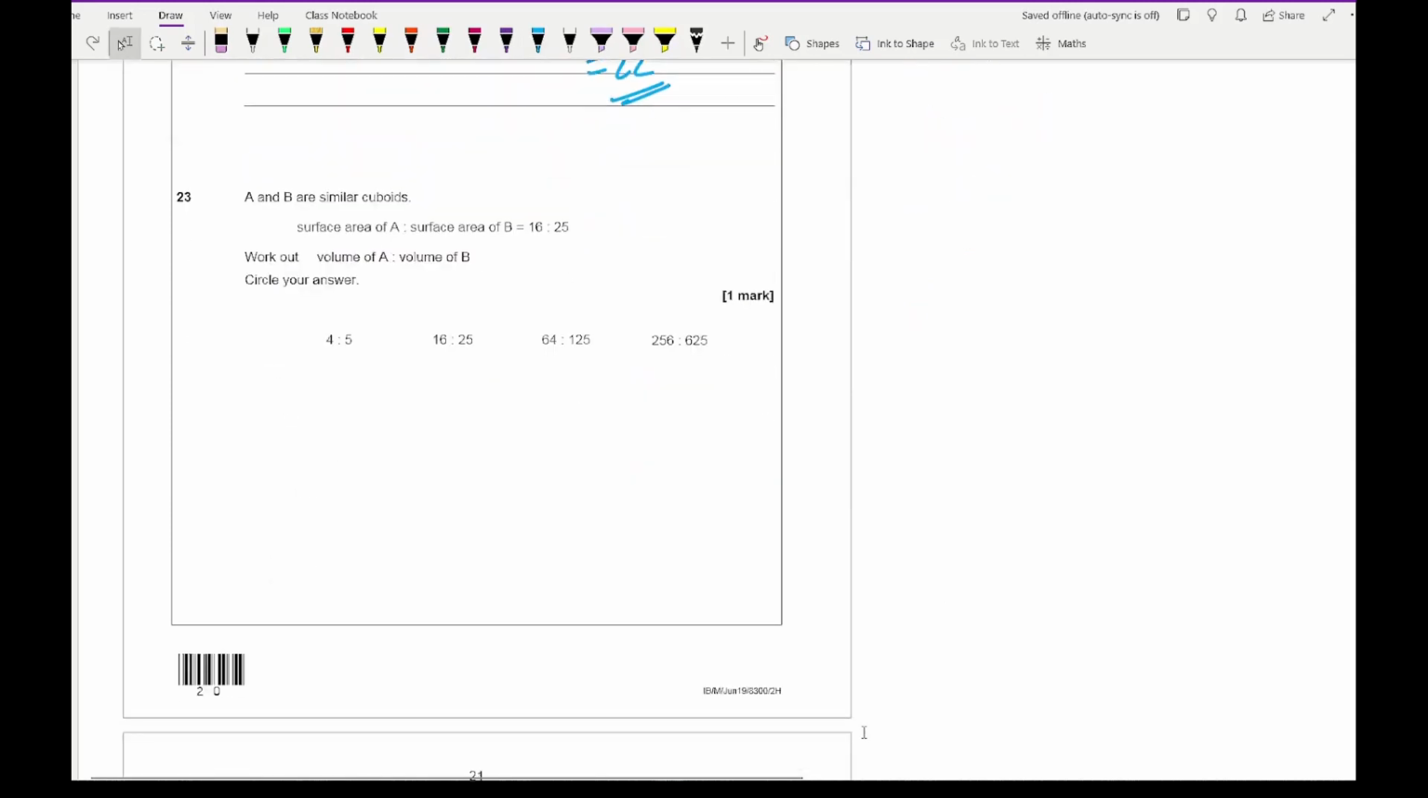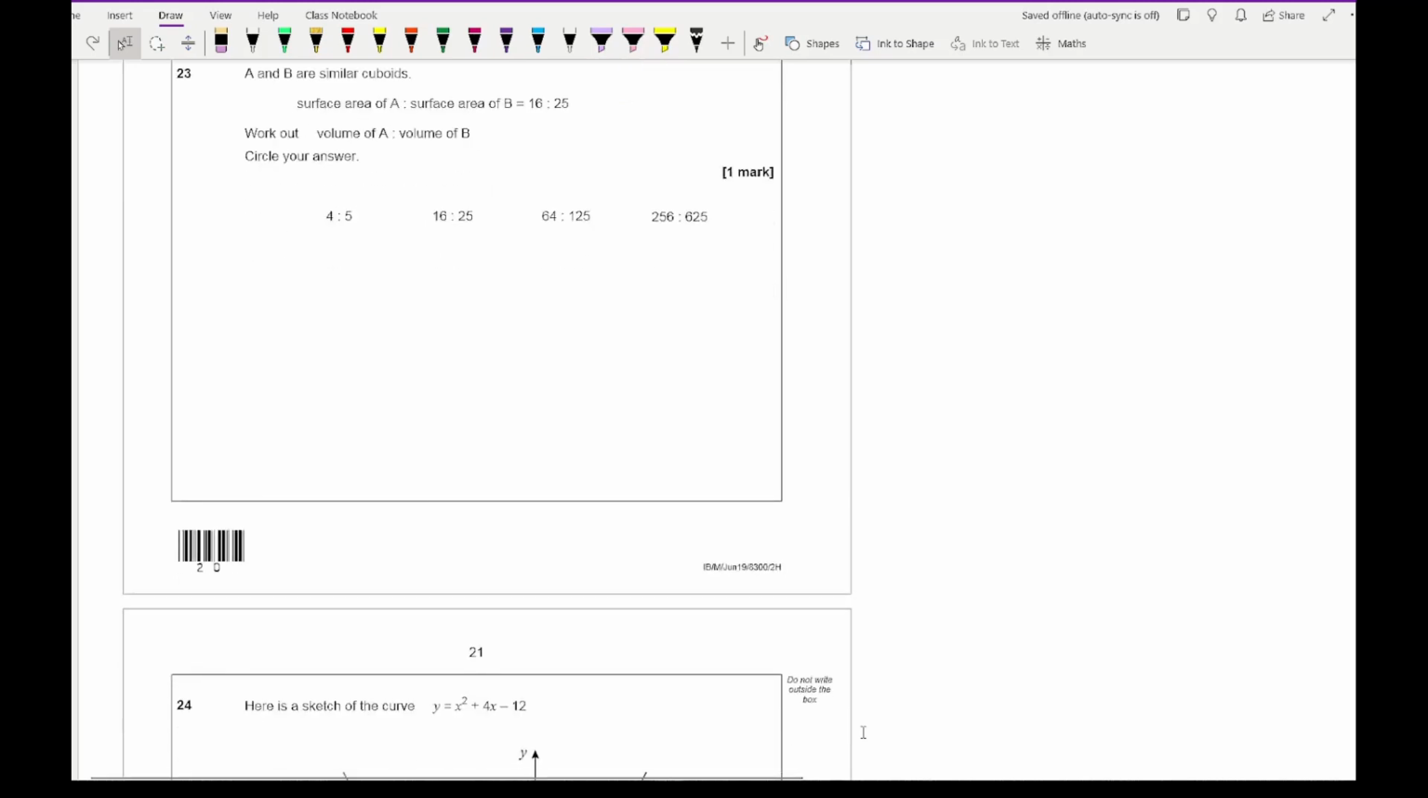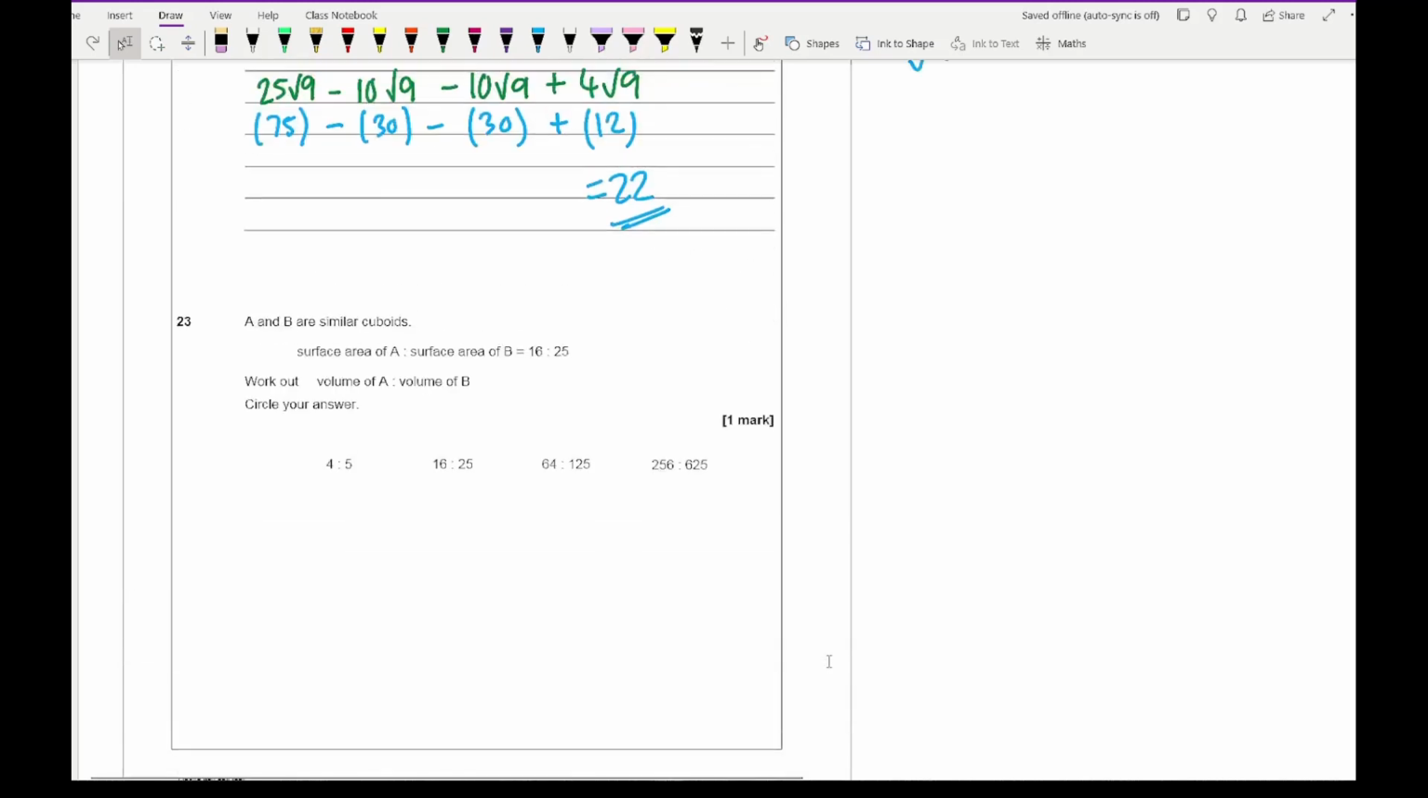Now moving on to question 23, it says A and B are similar cuboids. The surface area of A to the surface area of B is 16 to 25. Work out the ratio of the volume of A to the volume of B in its simplest ratio.